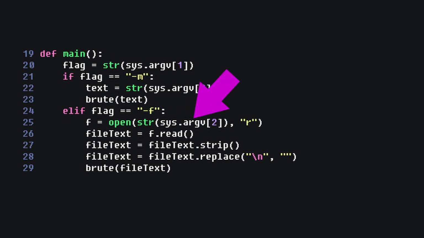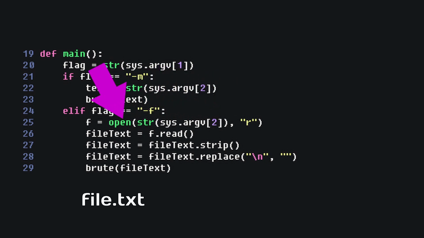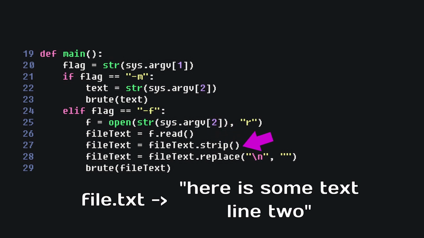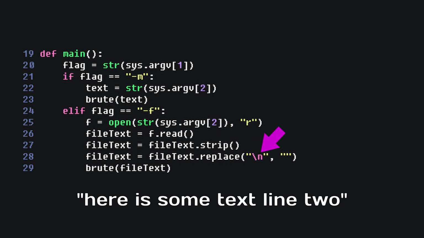First, it reads the second argument as a string, and that's the file name. It opens that file and then reads all of the text in it. It strips away any leading or trailing white space and deletes any new line characters, and then takes that processed text and passes it into the brute.